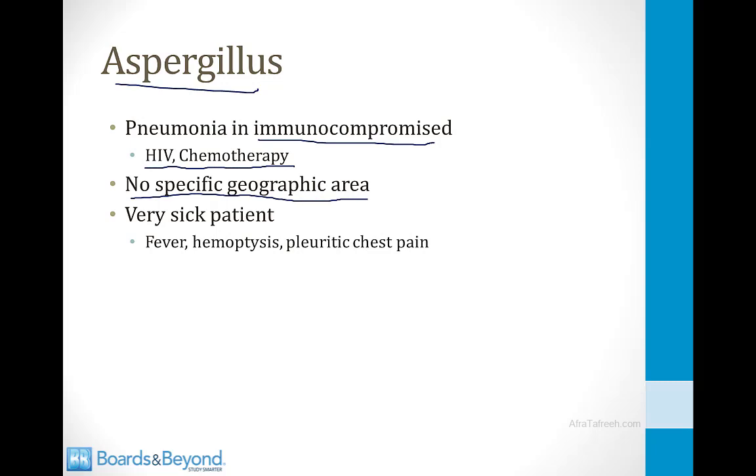It does not form a yeast cell, so it's going to have hyphae, and you should never confuse it with any of the small yeast cells that we talked about in this module. And furthermore, patients who get Aspergillus pneumonia get very, very sick. So they have fever, they get hemoptysis, pleuritic chest pain. It's going to look very different from the patients with mild pneumonia symptoms that we described in this module here. And that concludes our module on fungal pneumonias.